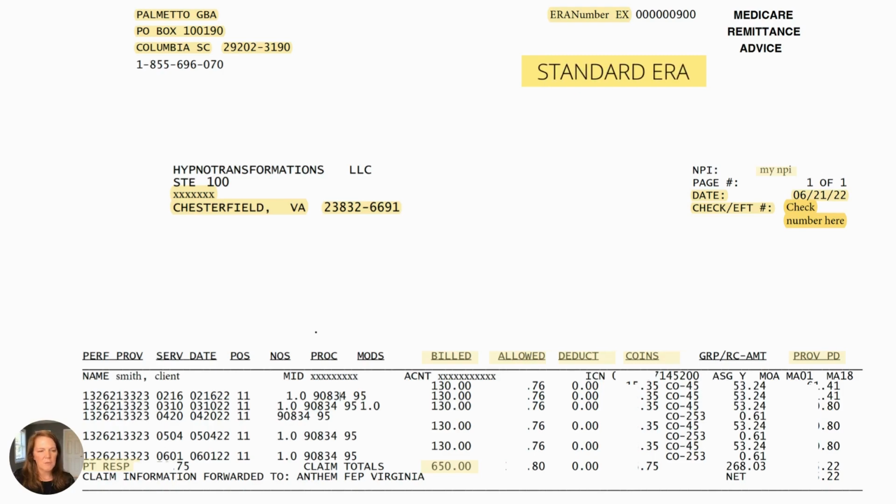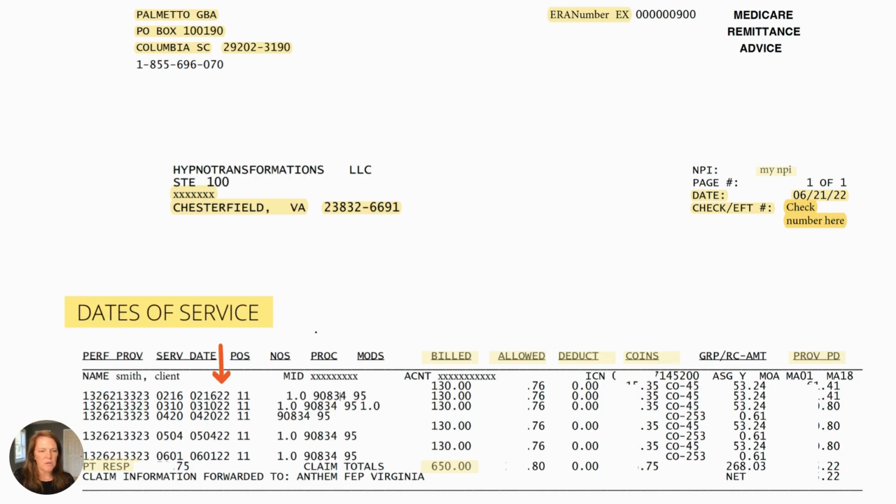All right, so I want to tell you more about this here. So this is your standard ERA. This is a claim I filed, a bunch of different dates of service for the same claim. So it'll show up like this if you did that. Here's my dates of service: 2/16, 3/10, 4/20, 5/4, 6/1. I billed them all together. I waited a while on this client. I know I can wait up to a year with Medicare to file, so that's not a big deal.